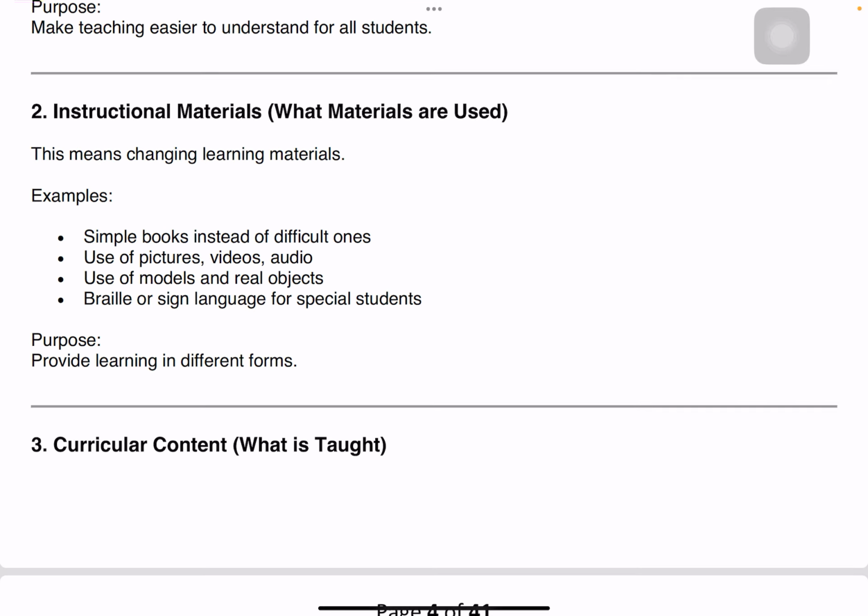Number 2, instructional materials. What material is used? This means changing learning materials. Examples: simple books instead of difficult ones, use of pictures, videos, audios, use of models and real objects, braille or sign language for special students. Purpose: provide learning in different forms.